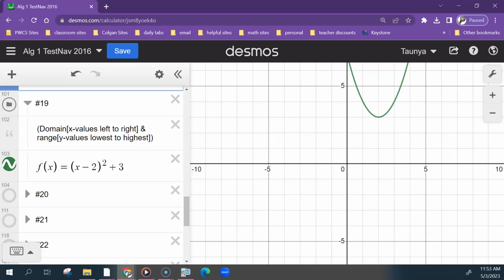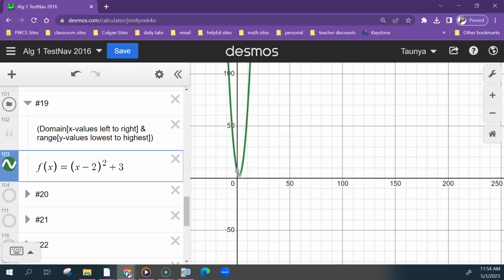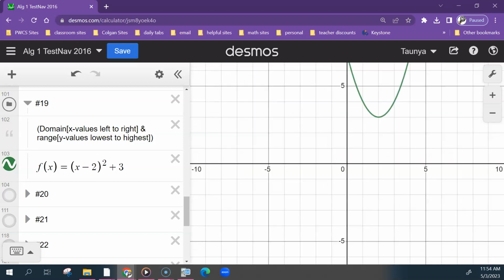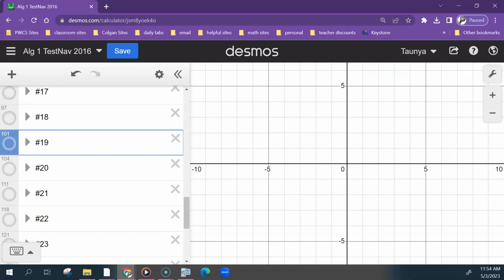Because it gives you an equation or a function, and it's asking what is the range, you could graph it, look at the lowest point, 3, and it keeps going up. You could zoom out to confirm that it keeps going up. So it would be everything greater than or equal to 3, so B. And then 20 and 21 are good Desmos problems.